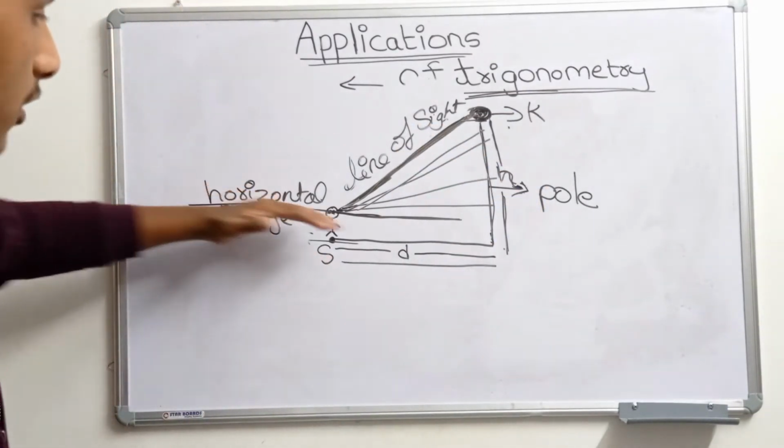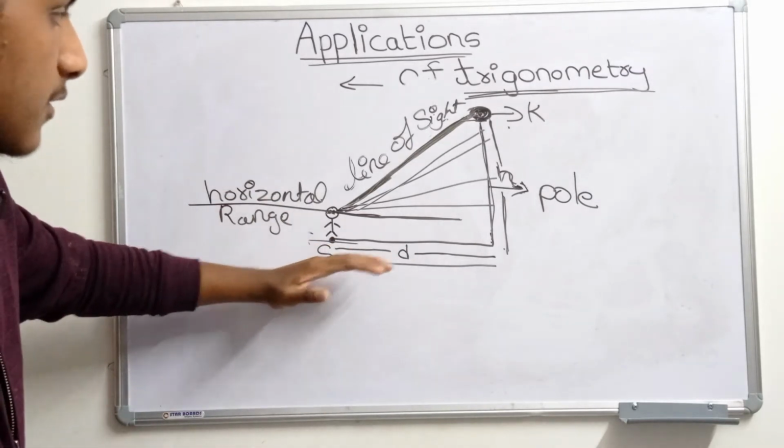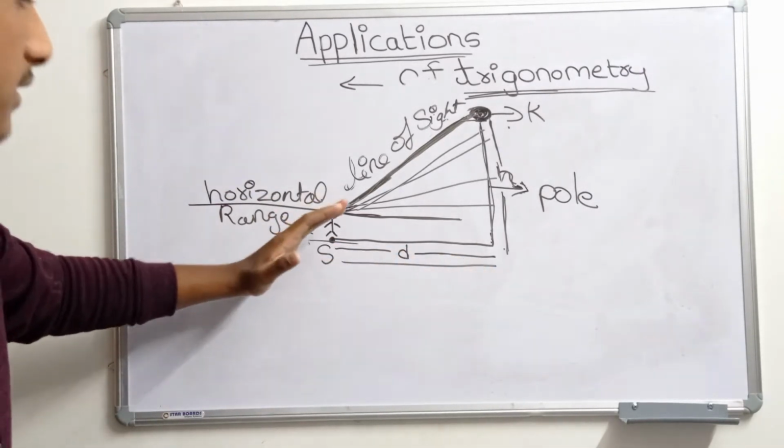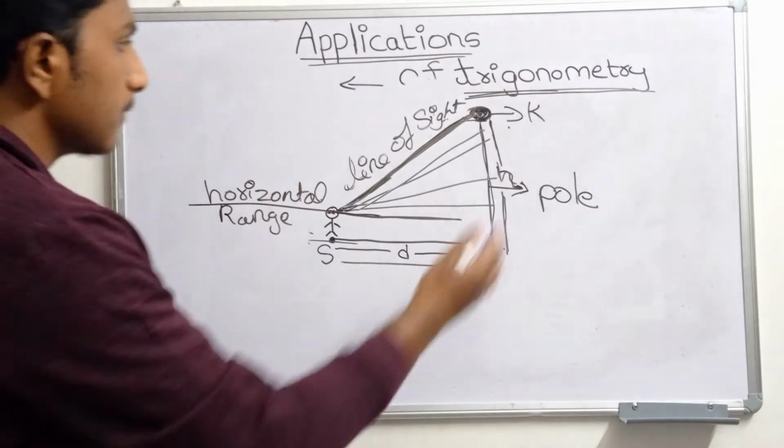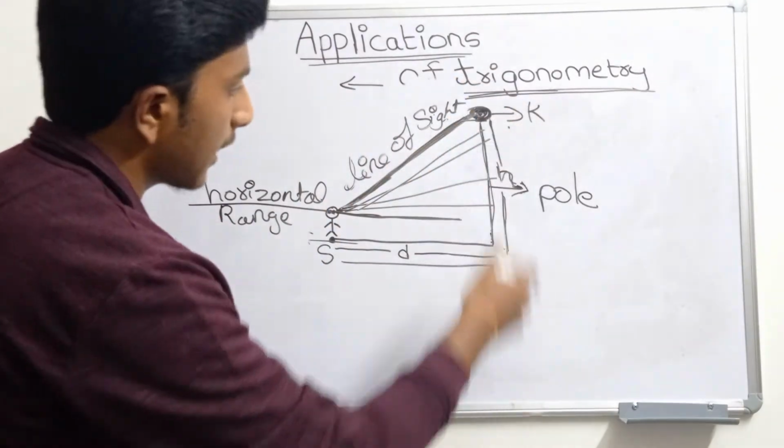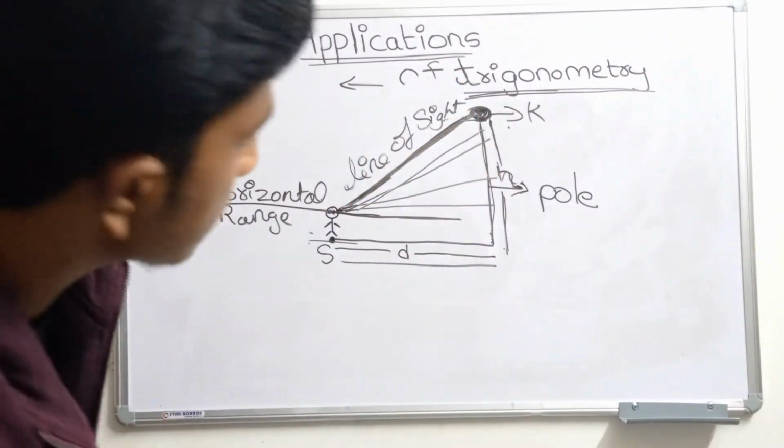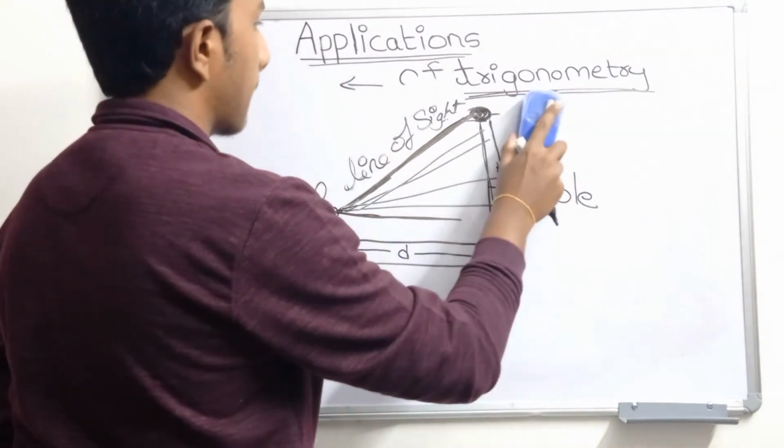Okay, this is the horizontal range. This is the distance between the pole and the person. This is the line of sight, and this is the height of the pole. Okay, guys, once again I will draw the diagram. Just a minute.